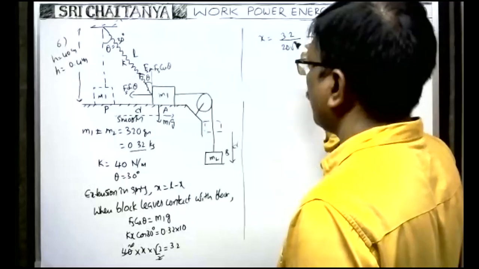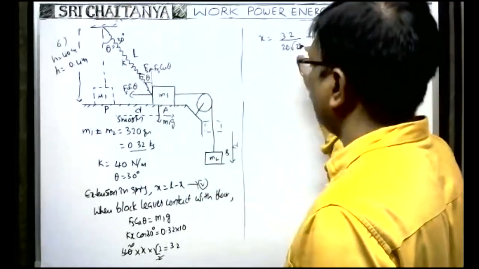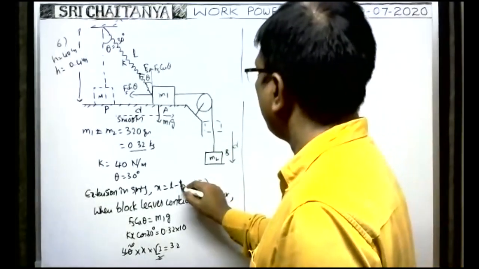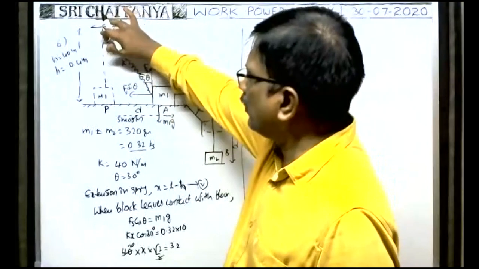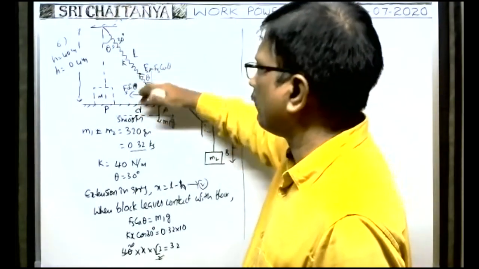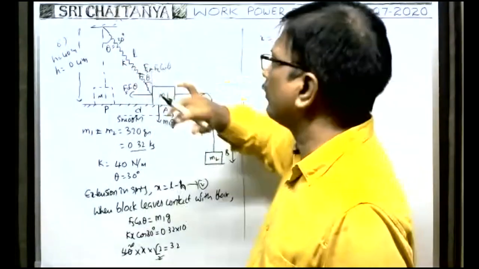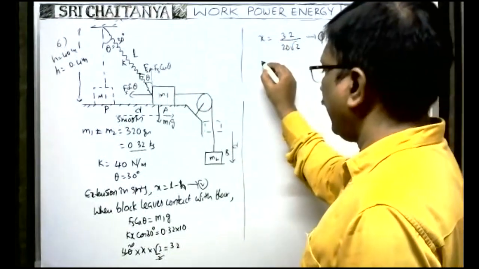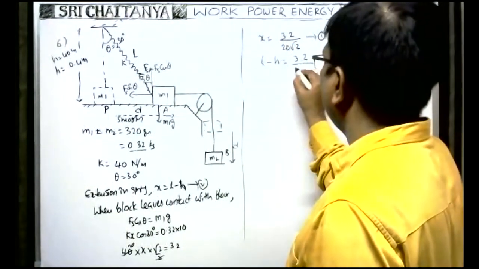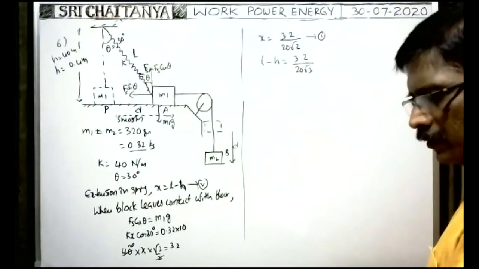This is equation 1, and from this it is equation 2. From 2 and 1, here it is h. The original length is this one, and the final length is this one at the moment the block leaves the contact with the surface. That's why L minus h is the extension of the spring. So x is equal to L minus h, which is equal to 3.2 by 20 root 3.